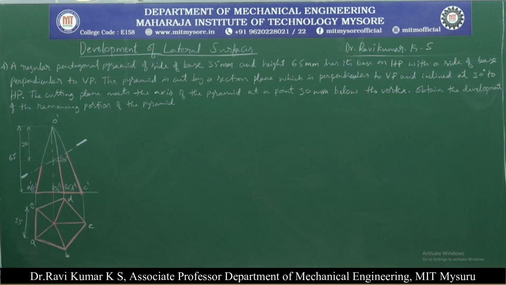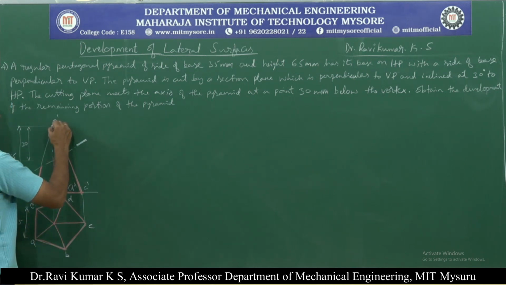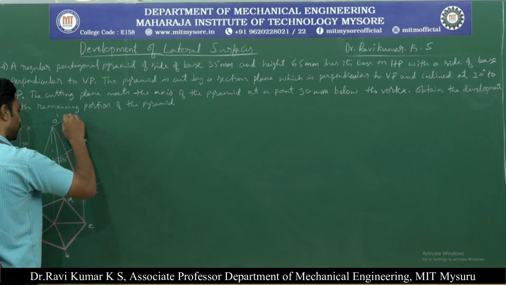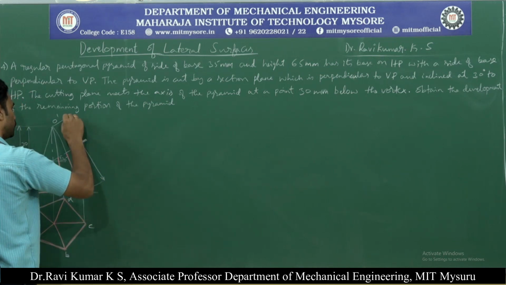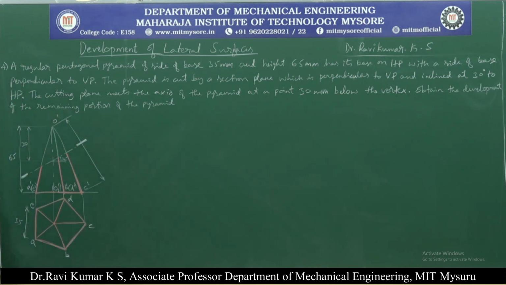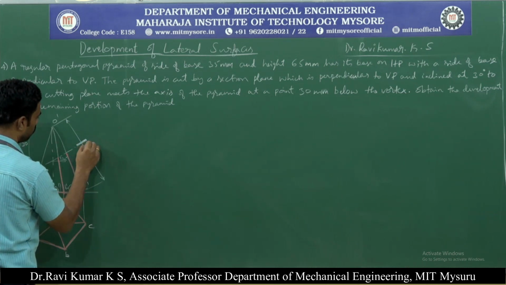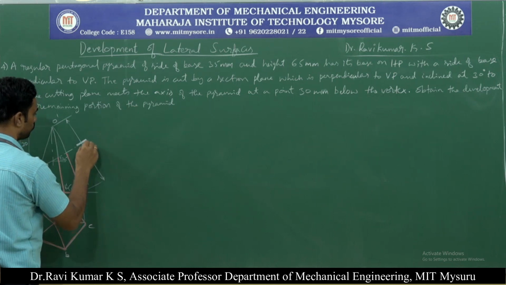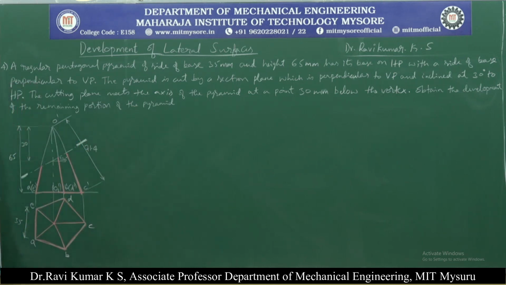Now after constructing the front view by taking the projector, you need to identify the true length. What should be the true length of this? So after construction, you will get the true length as 71.4.